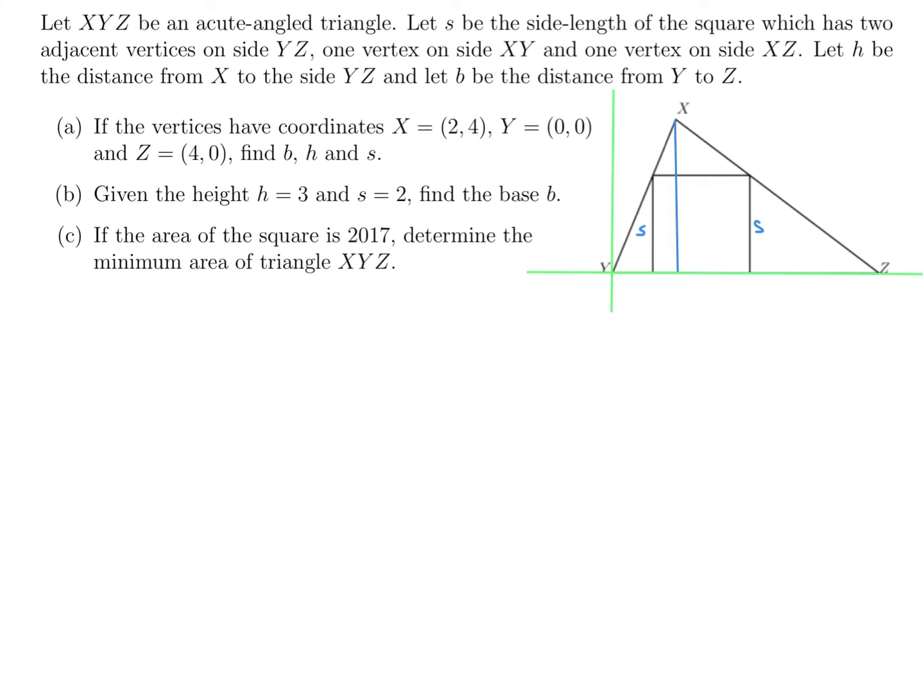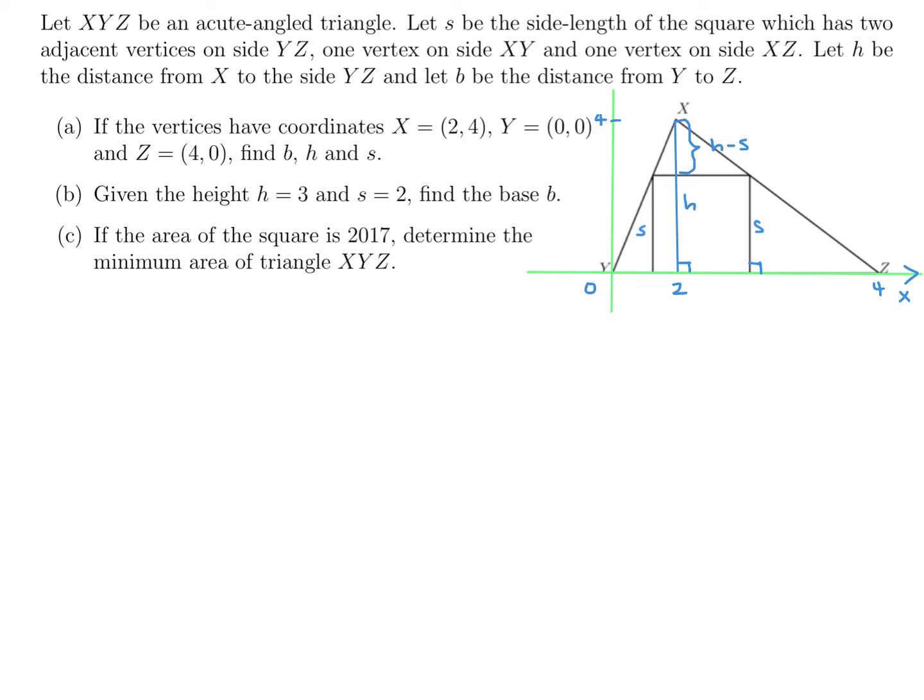Z was what? 4, 0. So this is 4 on the x-axis. And then y was just 0, 0. So that's just the origin. X was 2, 4. So this is 2, and this is 4 up here. And what else? I think that's it, right? And then this part in here, the top to bottom, I will call h. And then therefore this part in here, just that part, is h minus s, right? Because this is perpendicular and this is perpendicular. Okay, I think that's pretty decent.